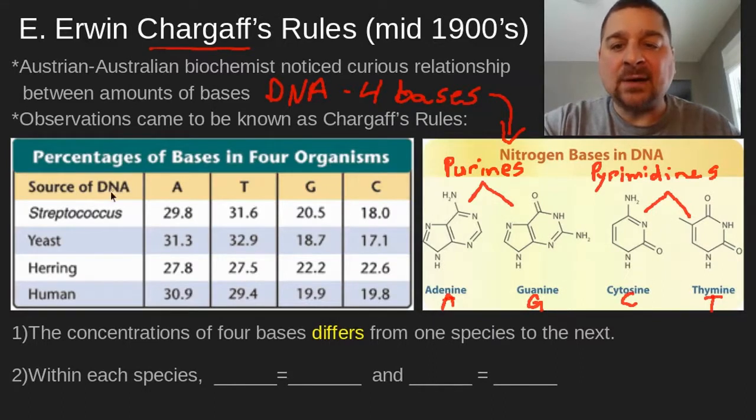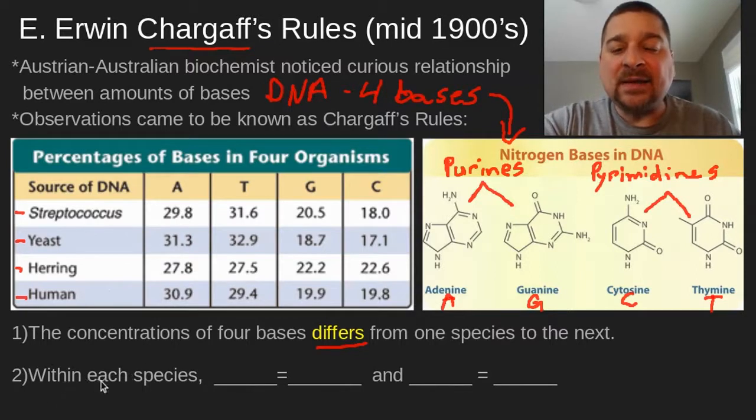And when Chargaff started testing different creatures, Streptococcus, which is a type of bacteria, a prokaryote, yeast, which is a eukaryote, a herring or fish, and a human, he noticed something. Well, he noticed 2 things. First off, he noticed that the numbers were not the same. The concentration of the 4 bases differs from one species to the next. Different species had different amounts of A, T, G, and C in their DNA.